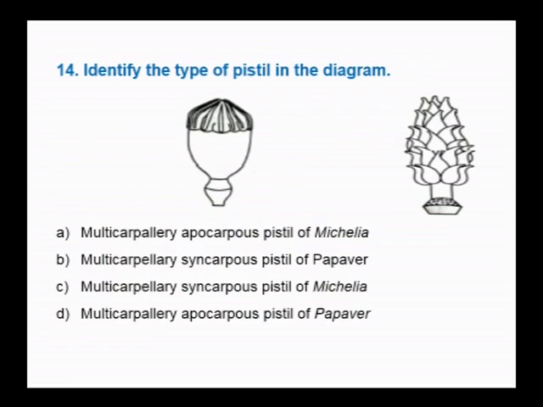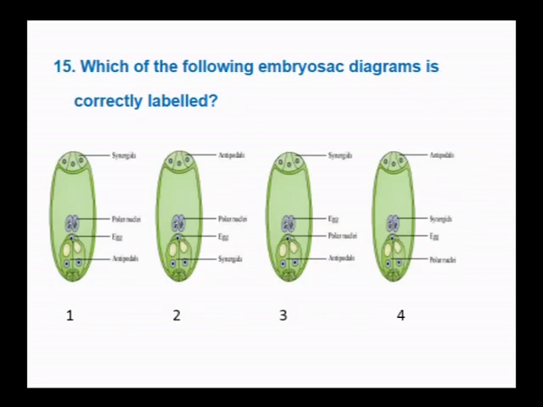Next question. Identify the type of pistil in the diagram. When you look at this diagram, here the carpels are fused. It is multicarpellary syncarpous pistil of Papaver. On the side, I have given another diagram, which is not included in the question. Here there are many carpels, but the carpels are not fused. So, it is a characteristic of Michelia. Therefore, if this is the diagram, your answer should be A. But for the given question, the answer is B. Next question. Which of the following embryo sac diagrams is correctly labelled?